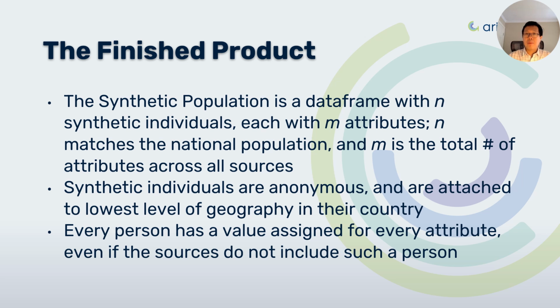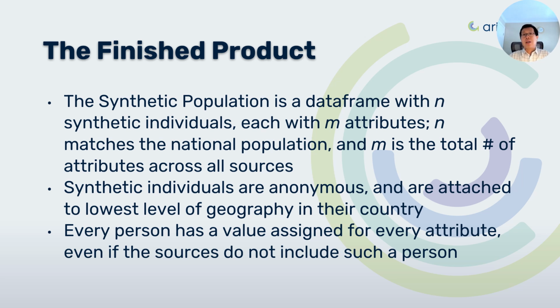Synthetic individuals are anonymous and they're attached to the lowest level of geography in their country. What that means is if the lowest level of geography is the postal code, for example, then every synthetic individual we generate is attached to that postal code. Beyond the postal code, they're anonymous, so you don't go into the postal code and try to identify who is who, but rather they're statistical creations of personas that mimic people who live in the postal code.